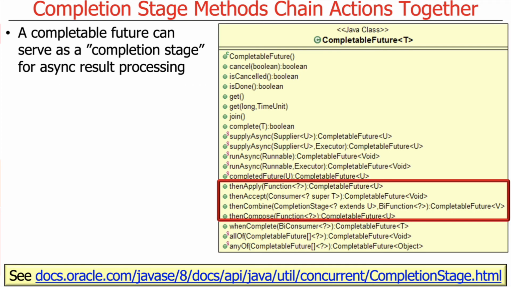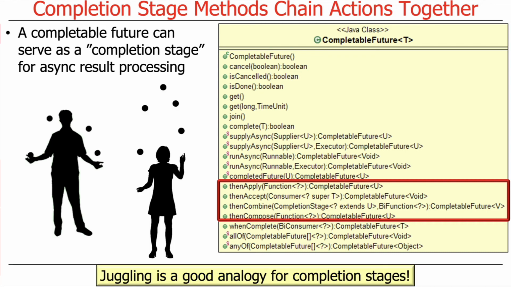A completable future can serve as a completion stage for asynchronous result processing. And here are some of the methods. There are many, many methods here, just a handful of them: thenApply, thenAccept, thenCombine, thenCompose. And there's a gaggle more of these things we'll cover later.